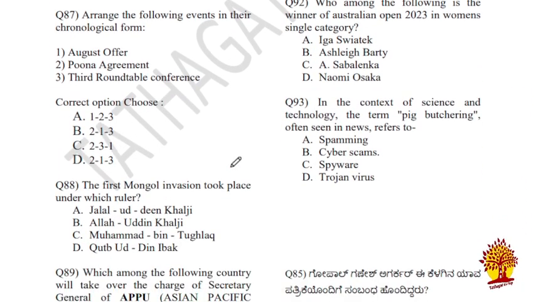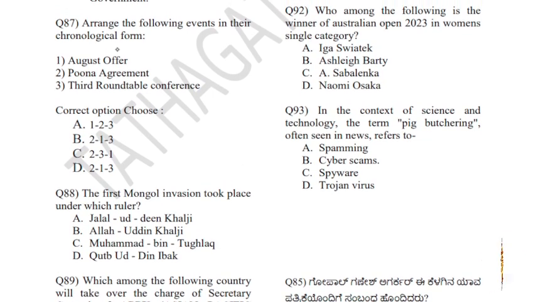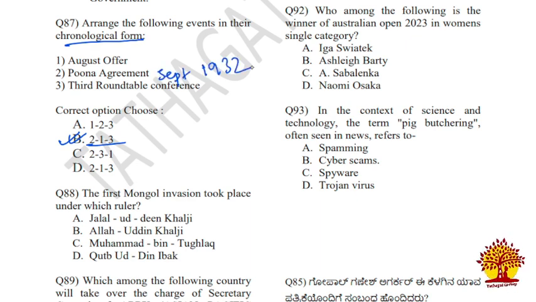Next, 87th. Arrange the following events in chronological order. Here the correct answer is option B, 213, because the August Offer is, first of all, the Poona Pact. First the Poona Pact in September 1932. After the Poona Pact, Gandhi will participate in the second Round Table Conference. Next, after the unsuccessful second Round Table Conference, he will not go to the third Round Table Conference, but the third Round Table Conference was held in November 1932.